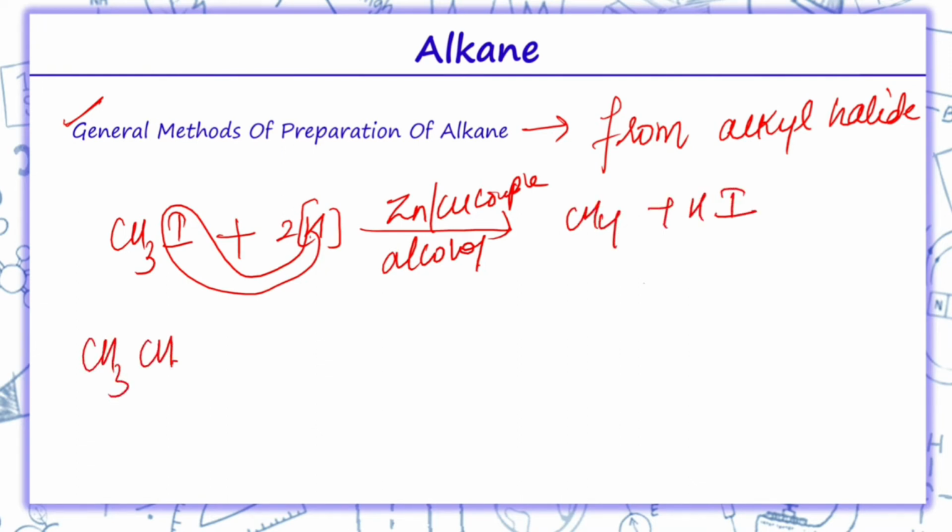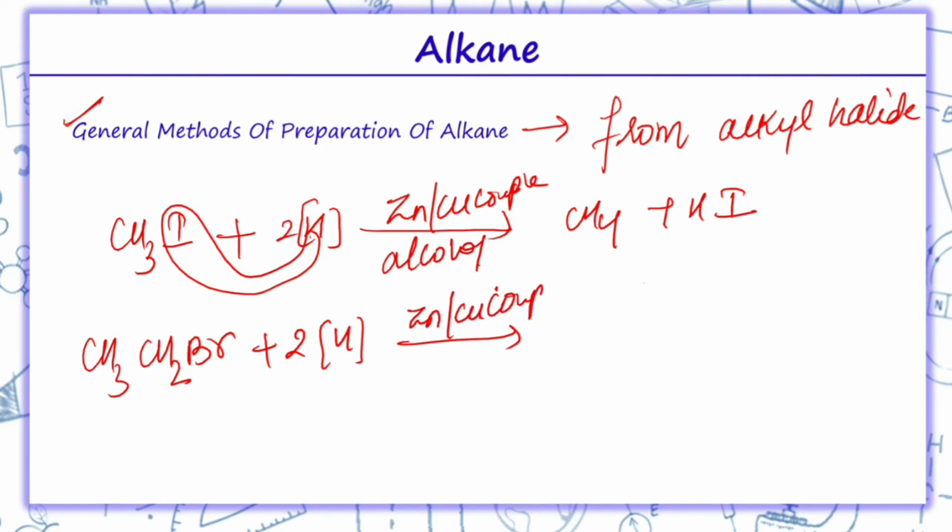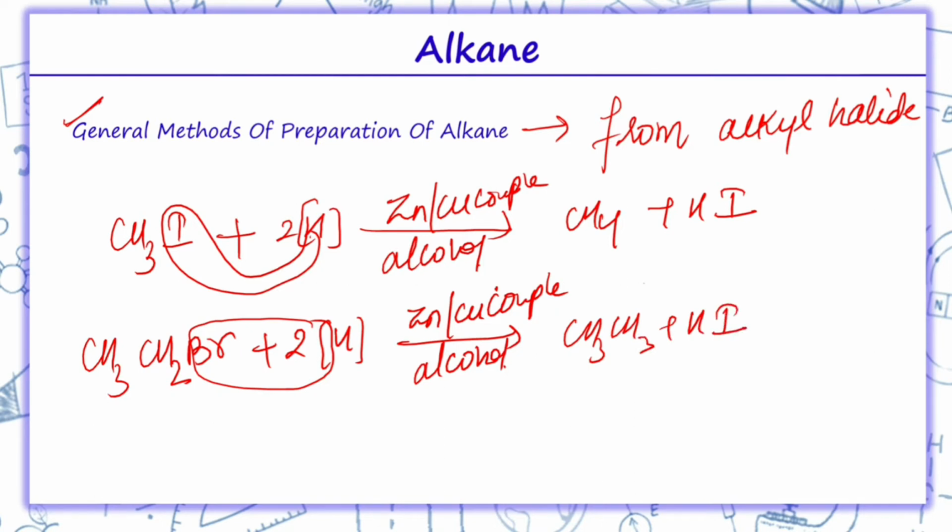Similarly, if we take CH3CH2Br plus 2H in presence of zinc-copper couple in presence of alcohol, again H and Br will be removed and here we will get CH3CH3 plus HBr. So, these are the two methods of preparation of alkanes. The one was lab preparation, in which we took sodium acetate and prepared methane, and sodium propanoate to prepare ethane. This is the general method of preparation, in which we took methyl iodide and ethyl bromide.